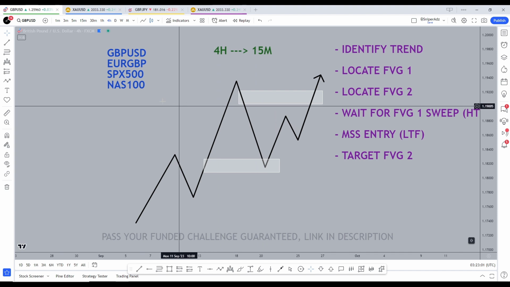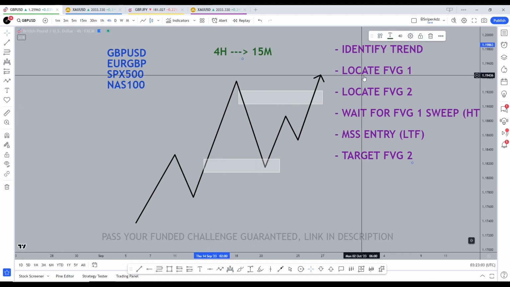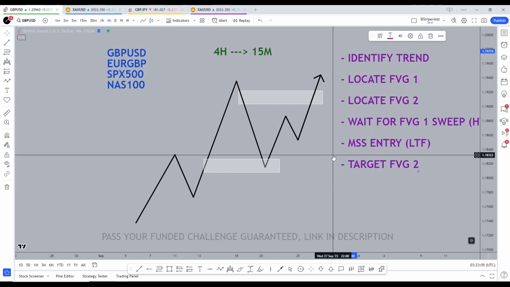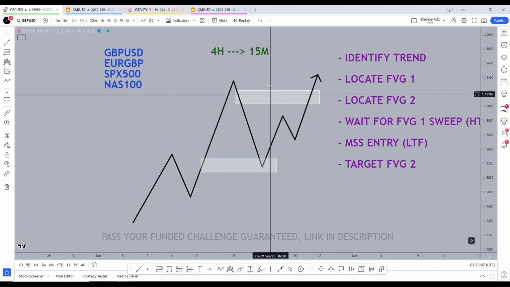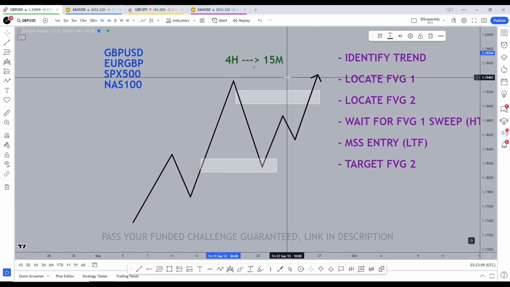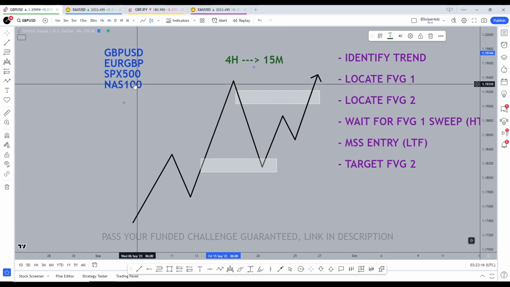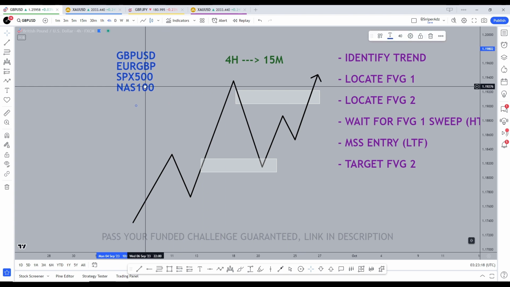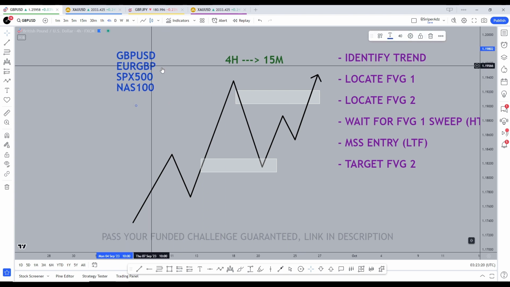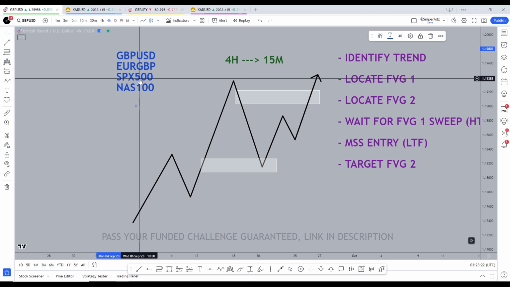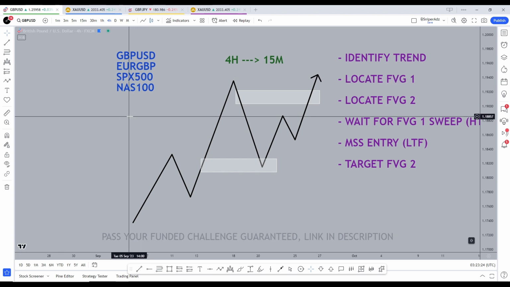So as you can see right here, we have the pairs, the time frame, and the instructions of how to actually go about this very simple model, right? It's one of the most effective ICT strategies out there, a simple rule-based mechanical system. So watch this video to the end and follow along with these steps. First of all, the pairs that this works best on are the usual GBP USD, Euro GBP is a good one, and I've actually noticed that it works very nicely on indices as well, right?